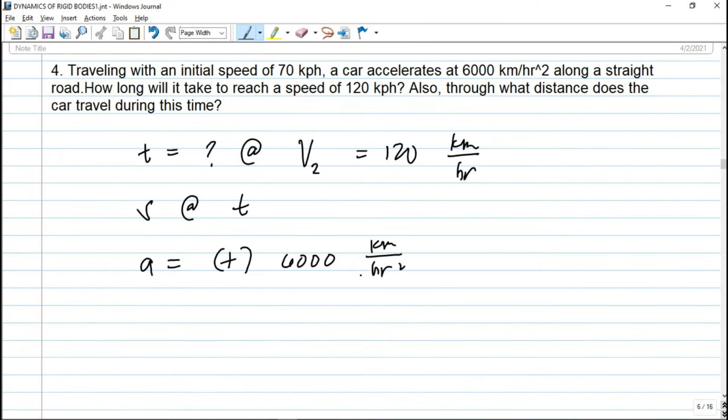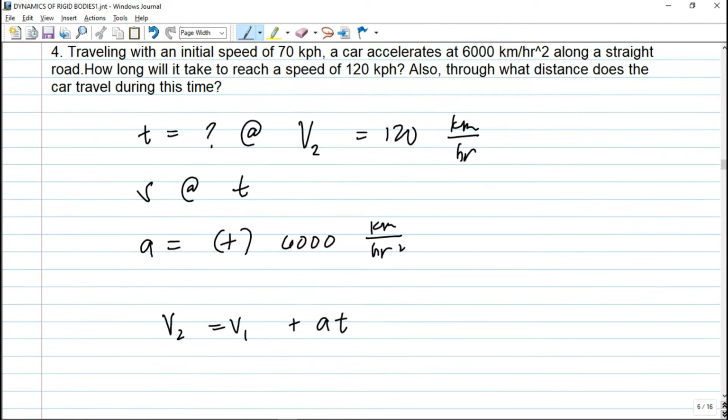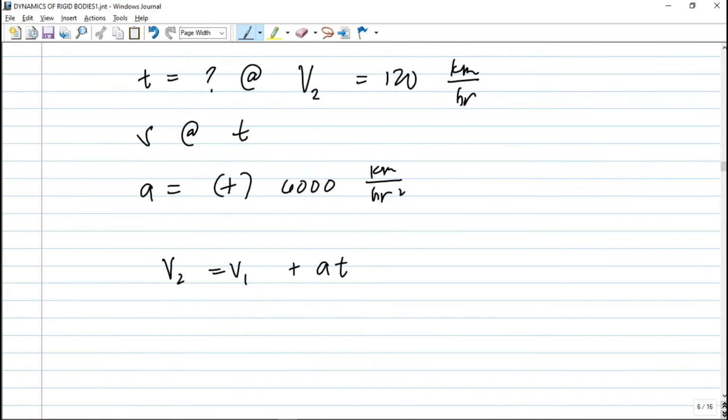Okay, given tayo guys ng velocity, acceleration, and then we are required to get the time. So we can use the formula v sub 2, final velocity, is equal to v sub 1 plus at. If you forgot this formula guys, you can actually use the differential equation or yung concept natin for acceleration.